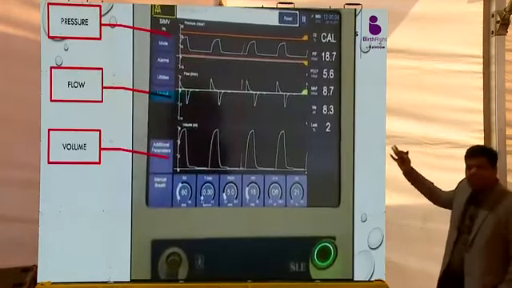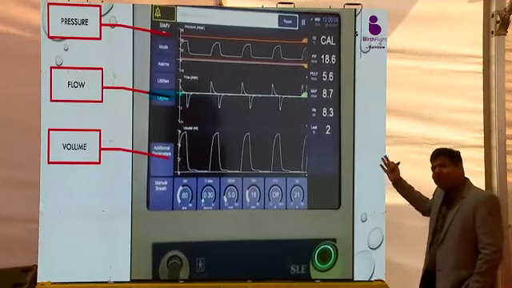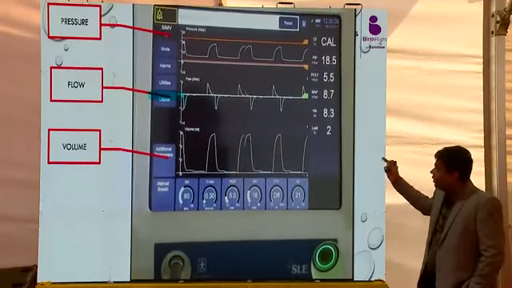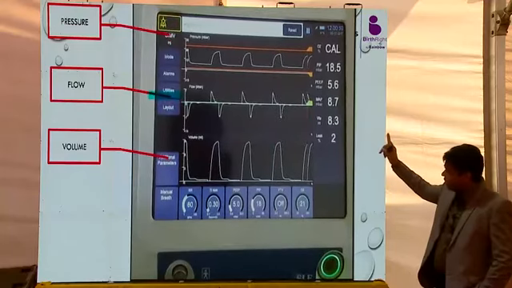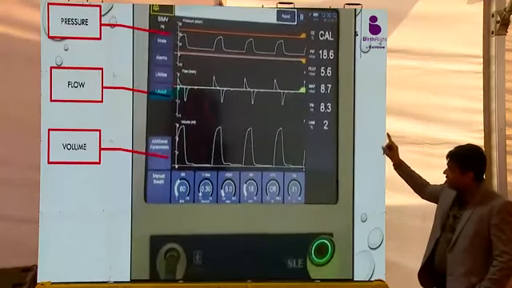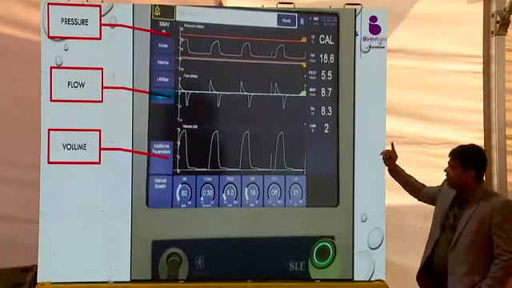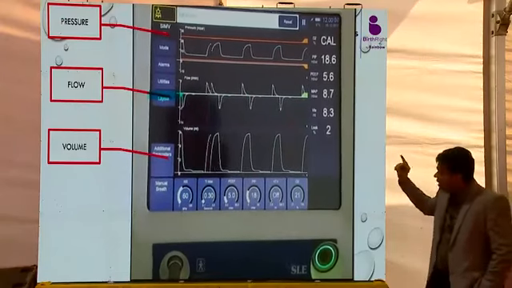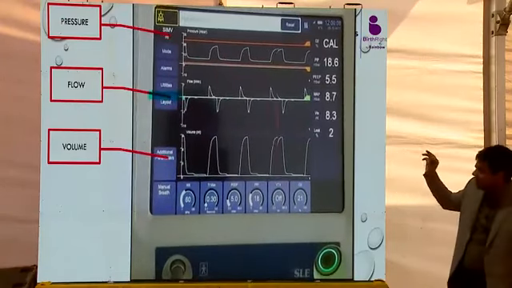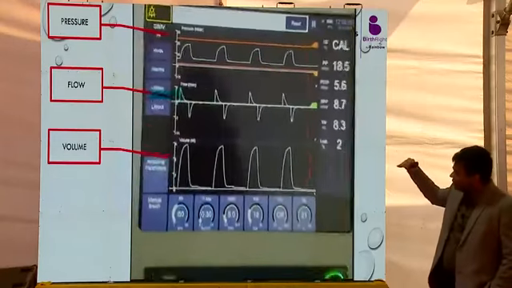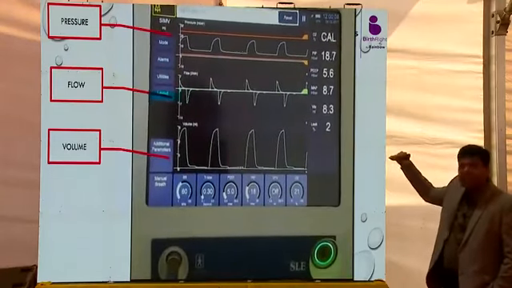So this is the scalar waveform. Normally from ventilator to ventilator screen it may change, but the topmost is the pressure one, on the x axis is the time, on the y axis is the pressure. The middle one is the flow one, on the x axis is the time and the y axis is the flow, where above the line is the inspiratory flow.